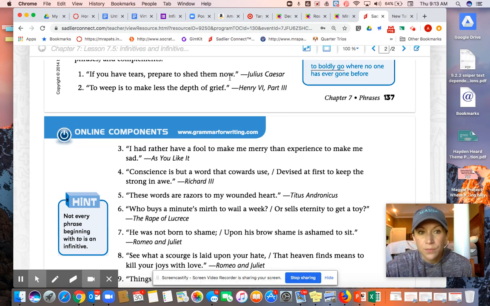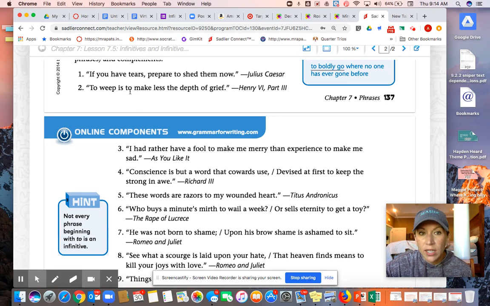Okay, look at number 2. Everybody find your infinitive or infinitives. Okay, I see two tos in this sentence. To weep. To, and then an action verb. That is my infinitive. I don't have a phrase because the next word is a verb. I'm not going to include that linking verb. So to weep is an infinitive.